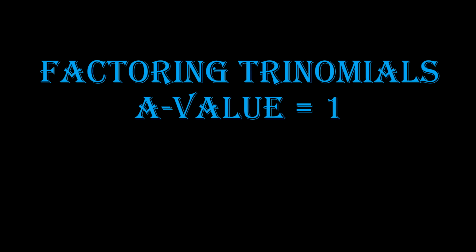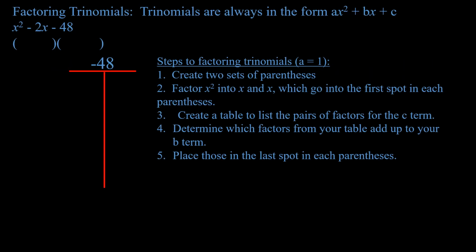Hey everyone, today we're going to talk about factoring trinomials, and this is when your a value is 1. Let's take a look. So to factor, trinomials are always in the form of ax squared plus bx plus c. The number in front of the x squared is your a, the number in front of the x is your b, and your constant is your c.